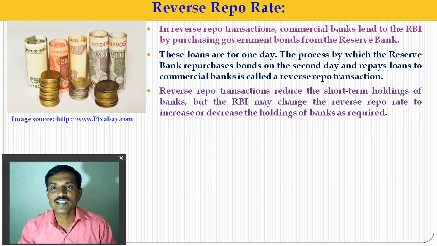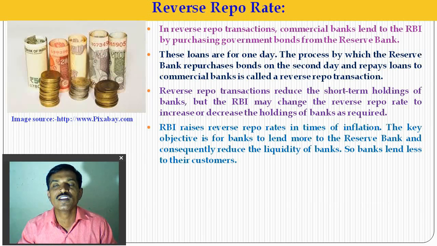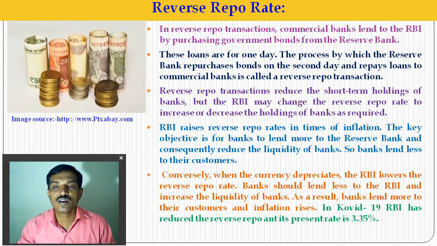The reverse repo transaction reduces the short term holding of banks, but the RBI changes the reverse repo rate to increase or decrease the holdings of banks as required. So RBI raises the reverse repo rate in the time of inflation. The key objective is for the banks to lend more to the Reserve Bank and consequently reduce the liquidity of banks. So banks lend less to their customers when the RBI increases the reverse repo.